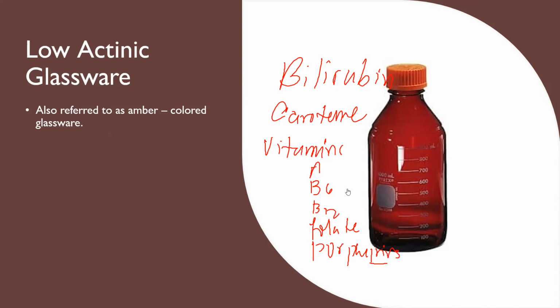Again, low actinic glassware is recommended for light-sensitive substances. Examples of which are bilirubin, carotene, vitamins A, B6, B12, folate, and porphyrins.